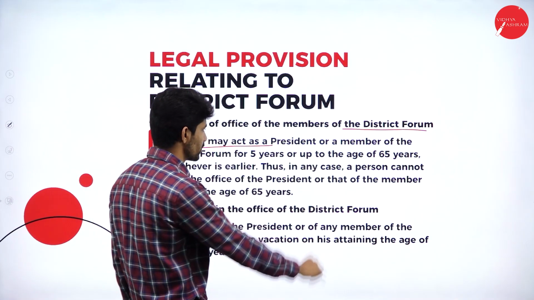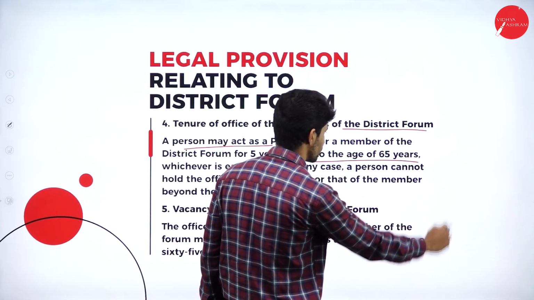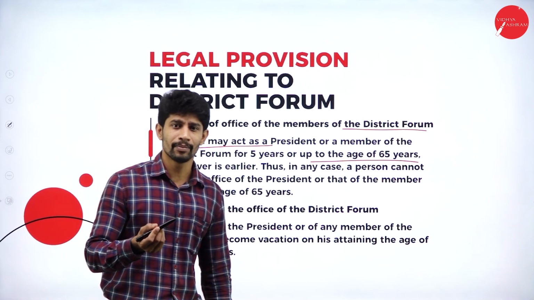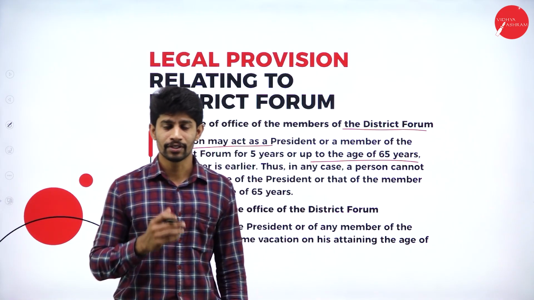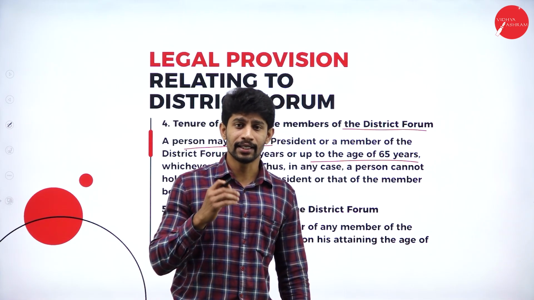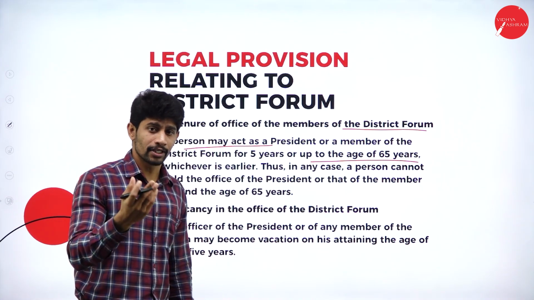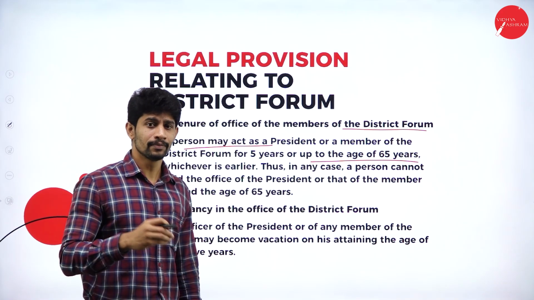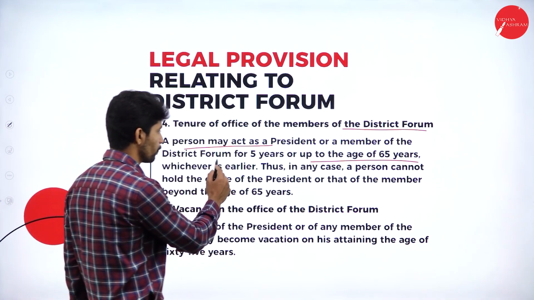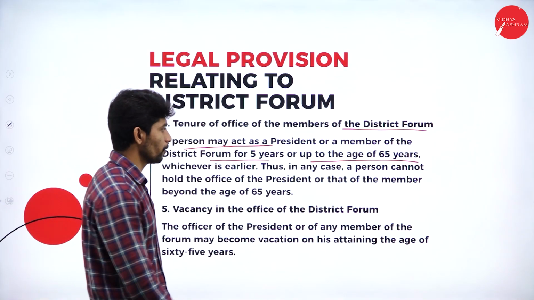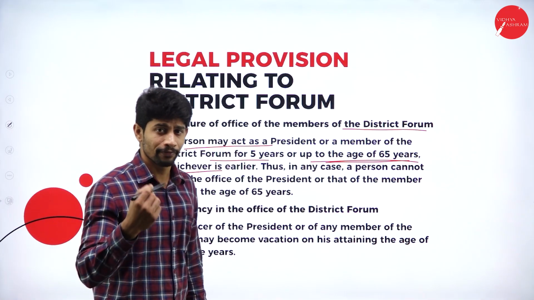A person may act as a president or as a member of the district forum for 5 years or up to the age of 65 years. For example, at the age of 60 he becomes a president. For the next 5 years, up to the age of 65, he can serve as a president or member of the district forum. In case he is appointed at the age of say 40 or 45, he can serve until the age of 65, that means for the next 20 years. So that's why it is clearly mentioned that a president or a member can be in the position for 5 years or up to the age of 65 years, whichever is earlier.